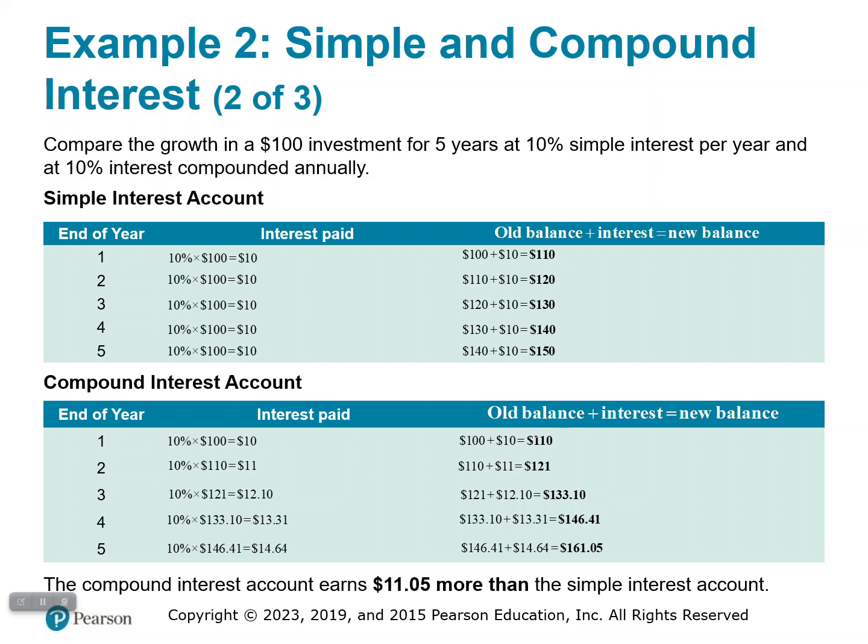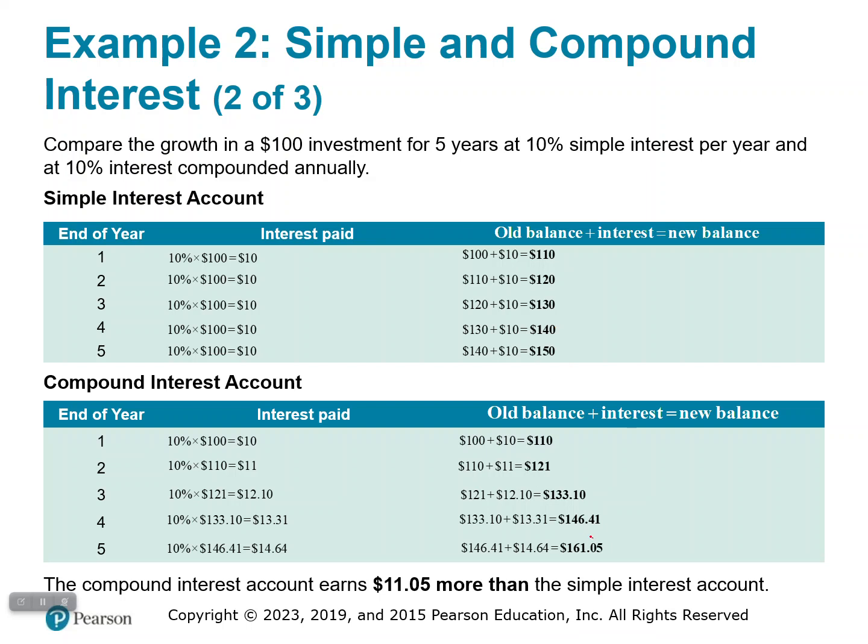So we had that 110, and now we add 11, so we're at 121. So now we take 10% of the 121 and add it to what we have, getting a new balance of $133.10 to start the new year, and that's what we make 10% of. Notice that each time in simple interest, it's always 10% of $100. 10% of that initial amount, it's always $10. There's consistency in this. Consistency is nice. But compound interest brings growth. And after 5 years, the compound interest account earns $11.05 more than the simple interest account.